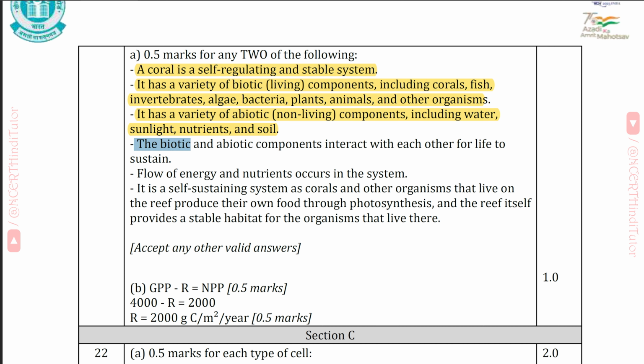The biotic and abiotic components interact with each other for life to sustain. Flow of energy and nutrients occur in the system. It is a self-sustaining system as corals and other organisms that live on the reef produce their own food through photosynthesis, and the reef itself provides a stable habitat for the organisms that live there.